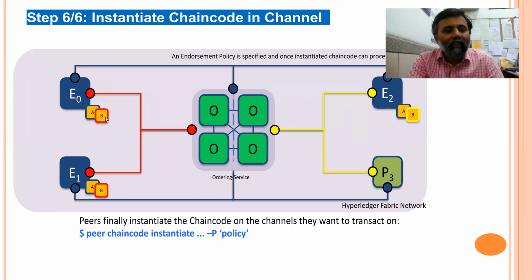Similarly, for the red channel, we have chain code B, which will be instantiated on E0 and E1 on the red channel. And similarly, for chain code P, we have only one endorser on the yellow channel, so this will be instantiated on the endorser E2. I would like to remind you that this channel works in a very private mode.